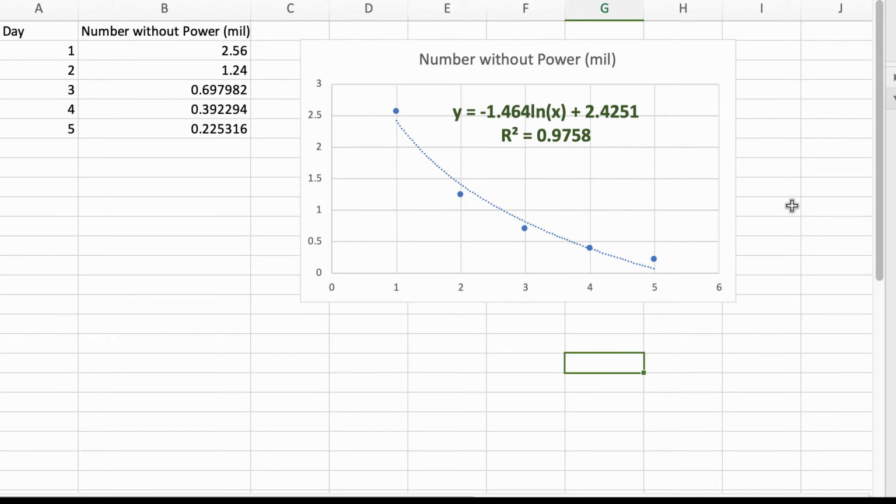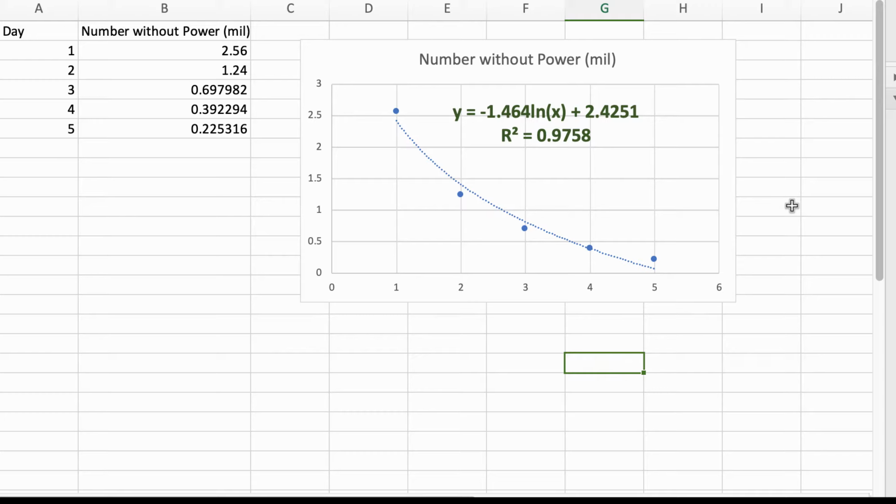But we see that we have negative 1.464 and the natural log of x plus 2.4251. My r squared is 0.9758. So this is a pretty good model because remember, the closer r squared is to 1, the more accurate the approximation is going to be.